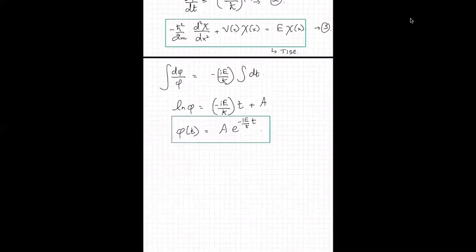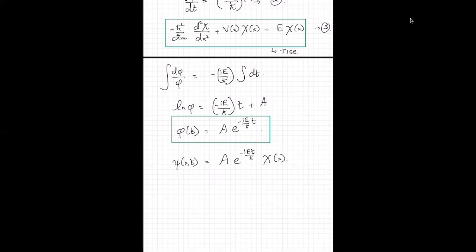So we have solved for psi of x,t, which can now be written as A e to the minus iEt over h bar times chi of x. And once you give me the potential, I can solve for chi of x by solving equation 3, the time independent Schrodinger equation. And I know what the solution of the time dependent Schrodinger equation is. So this is basically some trickery in differential equations.